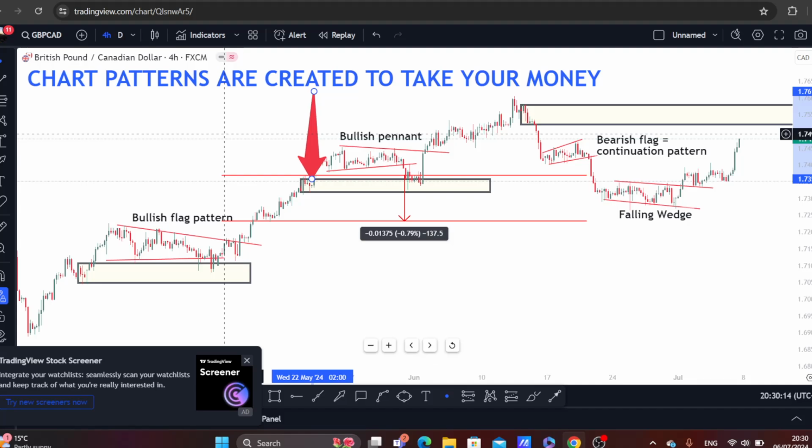look closely at your charts. You will see this happen day in, day out on all time frames. The chart patterns are everywhere, and they're just doing one thing, just to get you on the wrong side.